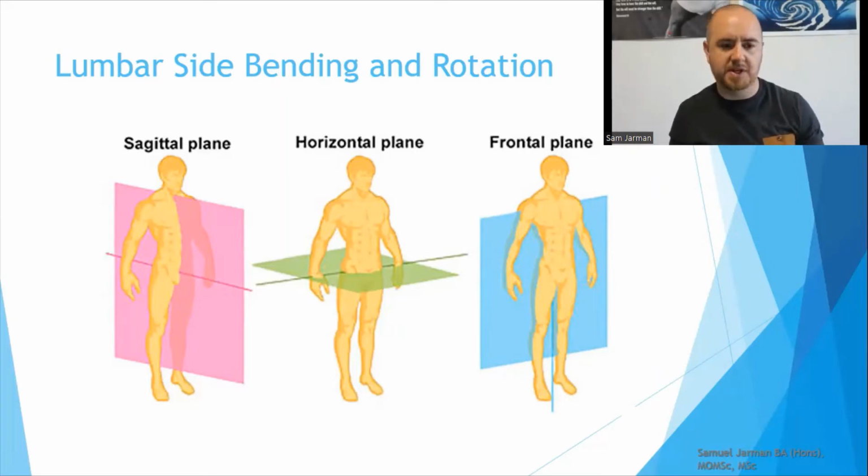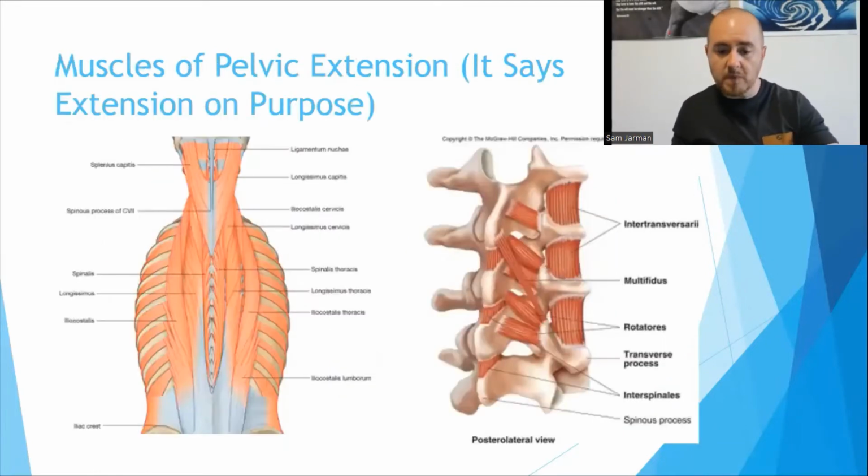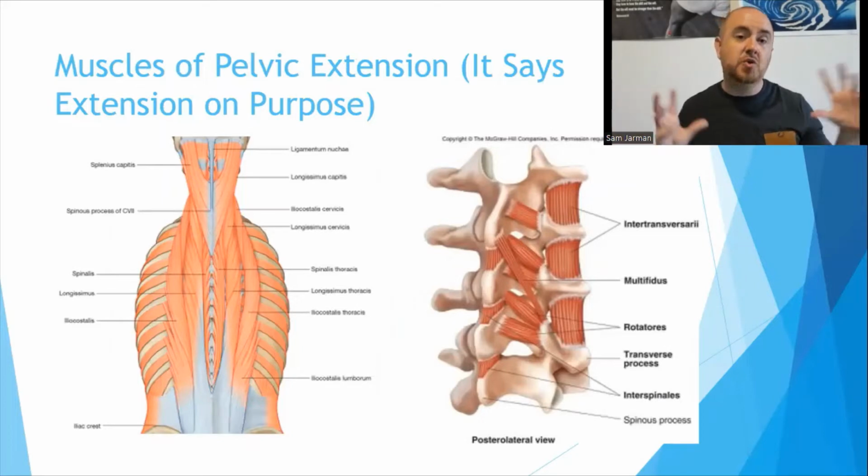So again, as the slide notes, although we're discussing pelvic side bending and rotation, we're really talking about lumbar side bending and rotation, because that is where these motions are generated. The muscles of pelvic extension, it does say extension on purpose: you're talking about iliocostalis, longissimus, and spinalis as the more superficial group for extension. And then you're talking about the interspinalis, intertransversarii, rotatores, and multifidus, especially when contracting bilaterally. But in the case of side bending and rotation, what you're going to have is unilateral contraction.